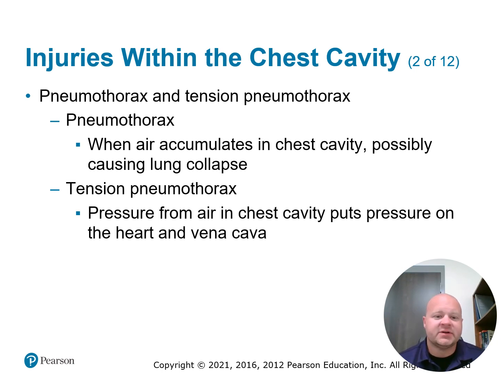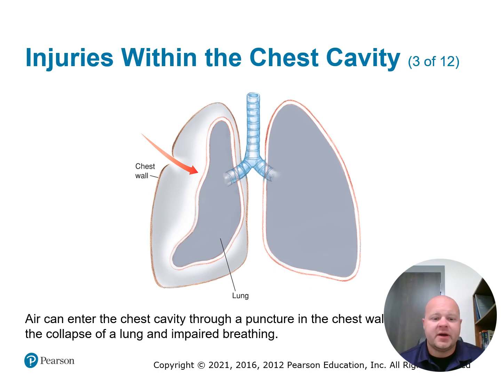All right, we kind of got ahead of ourselves a little bit. We'll go over it again. Pneumothorax is when air accumulates in that chest cavity, and then a tension is where that pressure from the air in the chest cavity puts pressure on the heart and vena cava, causing the blood pressure changes. So air can enter through the chest cavity, through that puncture in the chest wall, and here you're seeing that lung collapse because the air is being pulled in with that pressure change, and the lung is collapsing, and eventually, like we said, it'll cause pressure on your heart and vena cava.